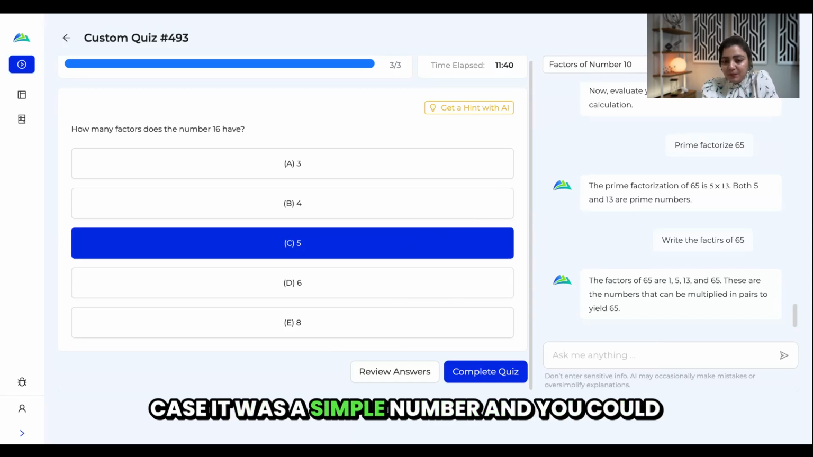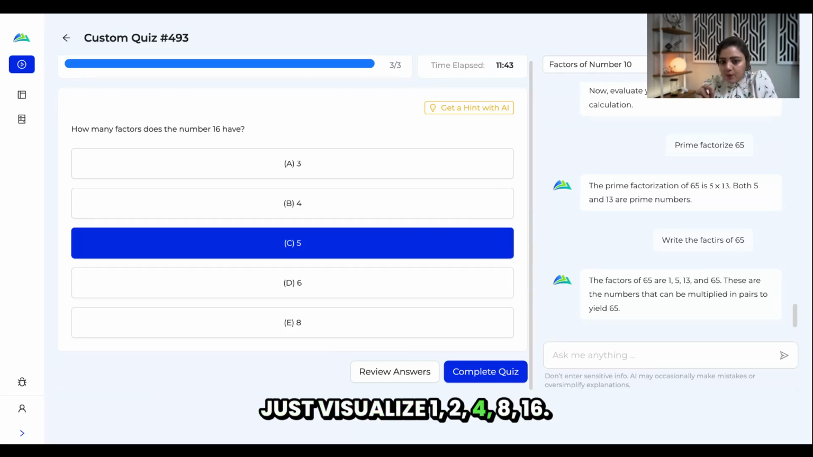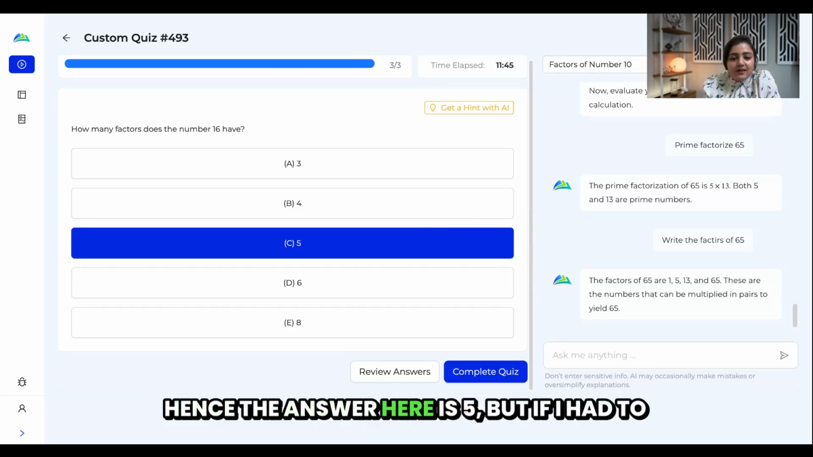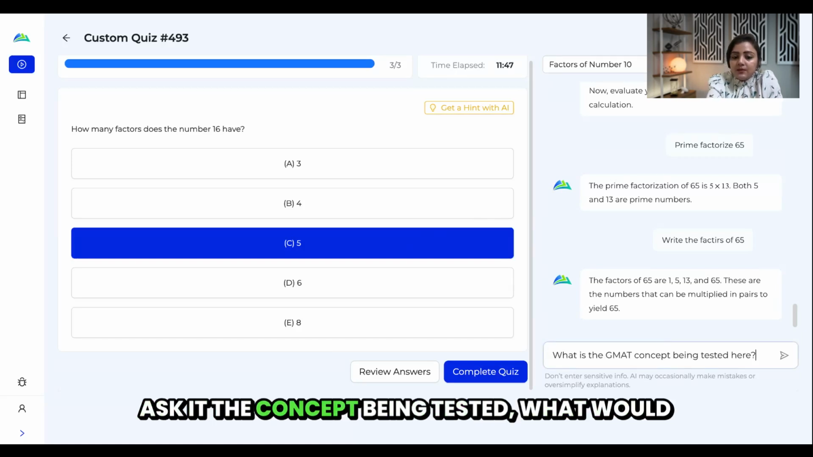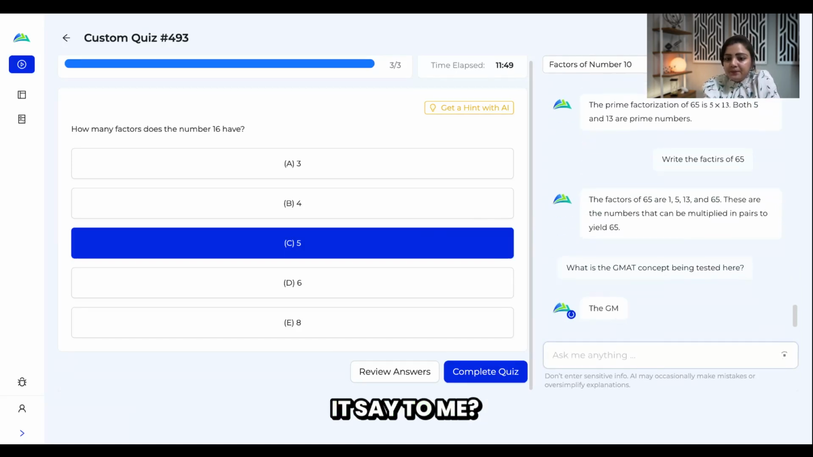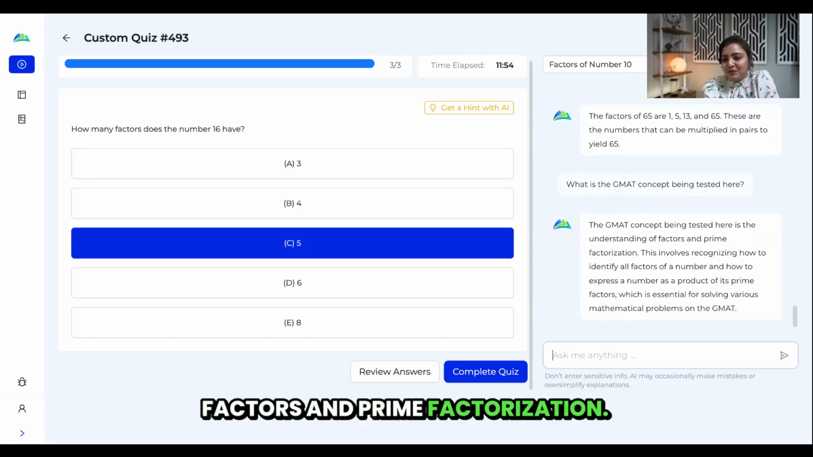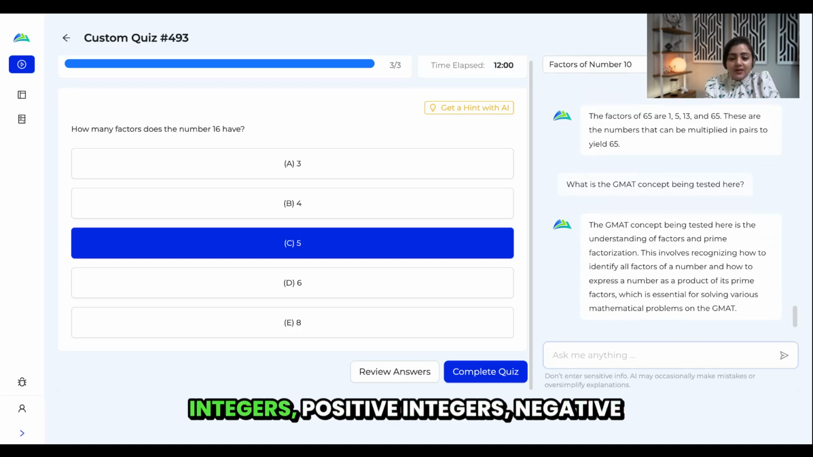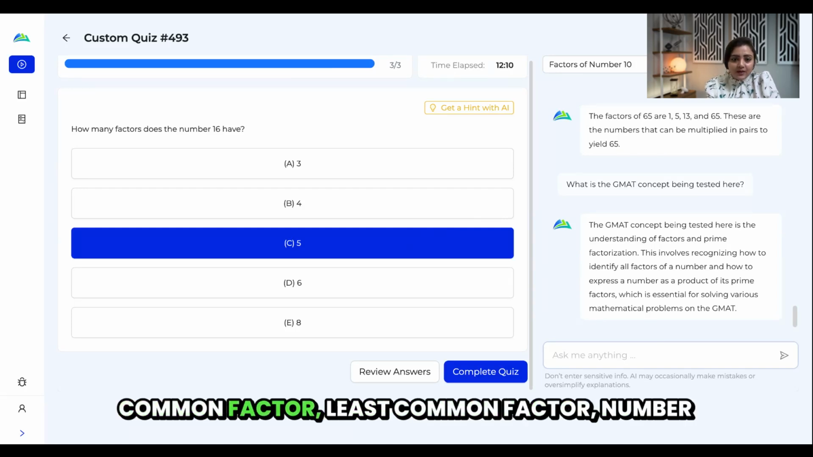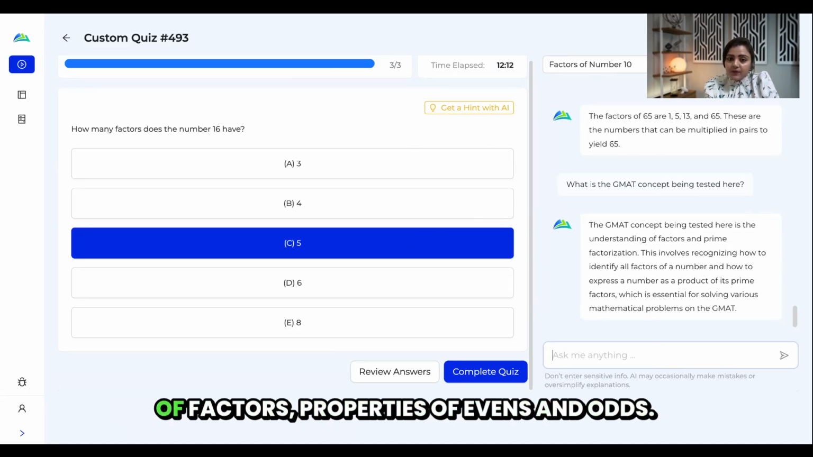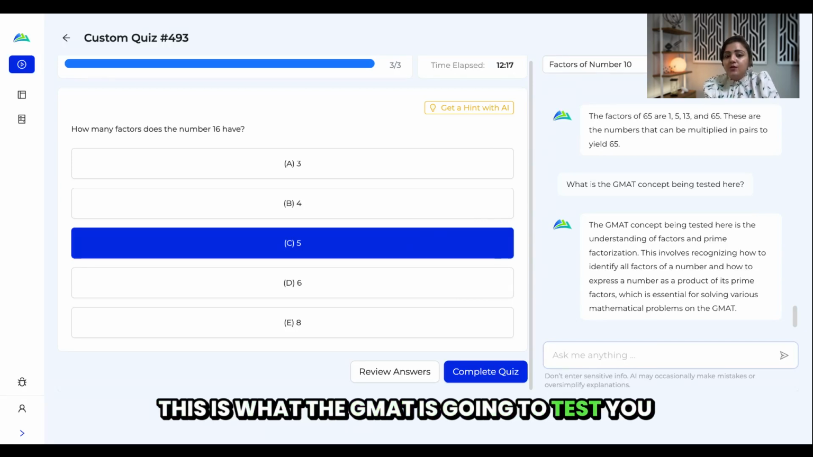But in this case, it was a simple number, and you could just visualize 1, 2, 4, 8, and 16. Hence, the answer here is 5. But if I had to ask it the concept being tested, what would it say? Factors and prime factorization. So yes, on the basis of numbers, you need to know different types of numbers, integers, positive integers, negative integers, zero not being positive or negative, factors, multiples, greatest common factor, least common multiple, number of factors, properties of evens and odds. This is what the GMAT is going to test you on numbers.